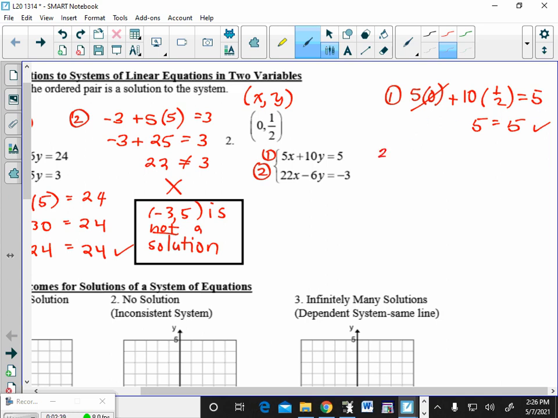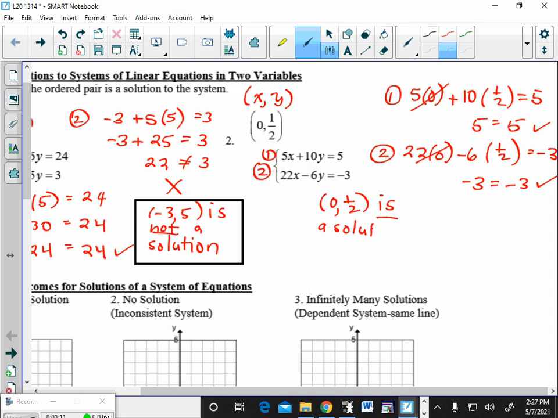Let's go ahead and look at equation 2. We have 22 times 0 minus 6 multiplied by 1/2, and we want to see if that's equal to -3. Anything times 0 is 0. So we have -3 is equal to -3. So 0, 1/2 satisfies both of these equations. So we can say that 0, 1/2 is a solution to the system.